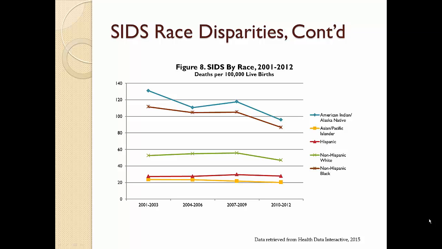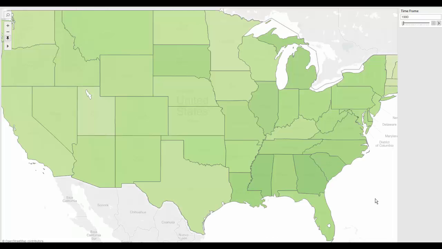However, Hispanics actually increased the number of SIDS deaths. There was a decrease from 2007 to 2009 to 2010 to 2012. However, the 2012 numbers were still larger than the 2001 numbers.